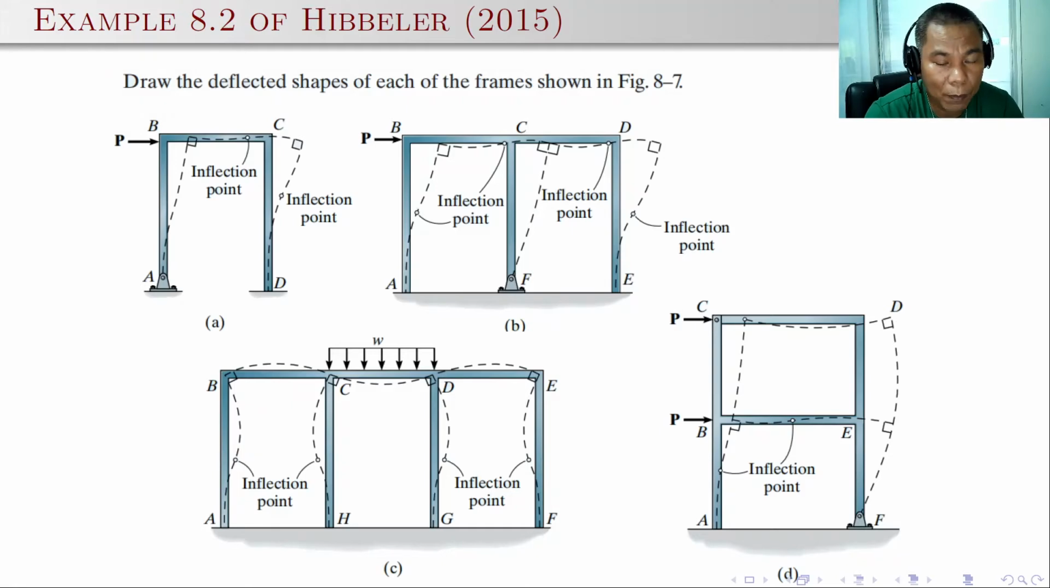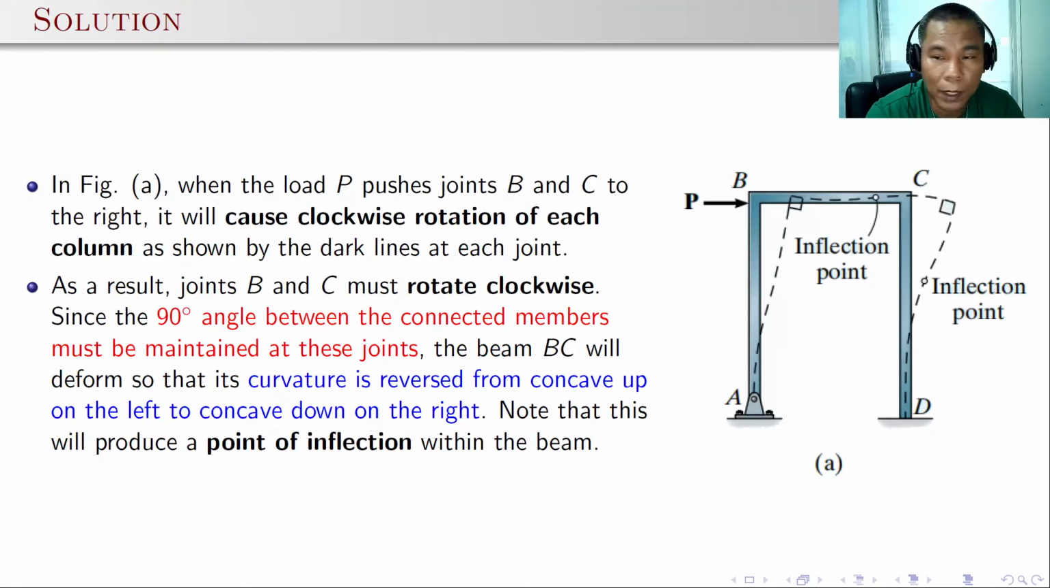We have four examples of frames here. In the first frame, just take a look at this frame. At point D, this is a fixed support, so there will be no rotation nor deflection at point D. But for point A, this is a hinge support, so there will be some rotations but no displacement. So if you apply a force P at point B, then the frame will rotate clockwise, or the columns that are connected should rotate clockwise.